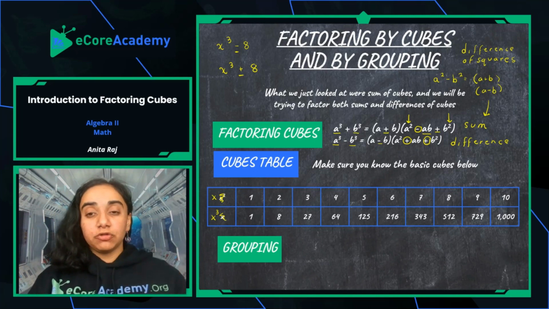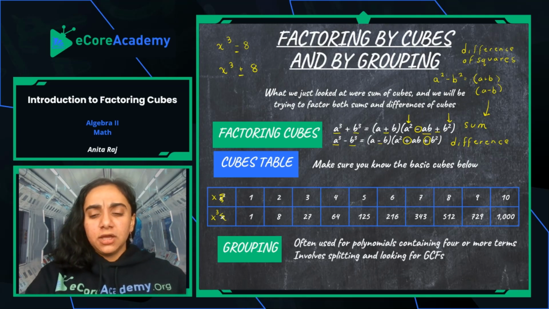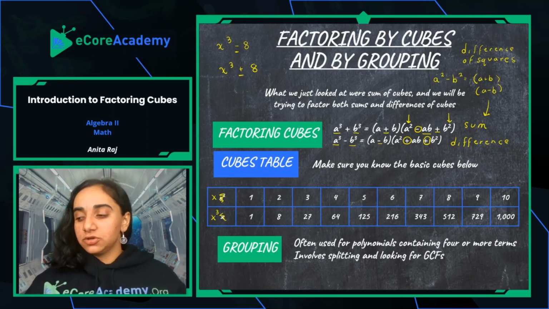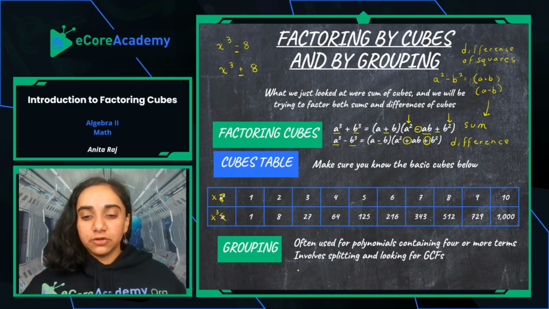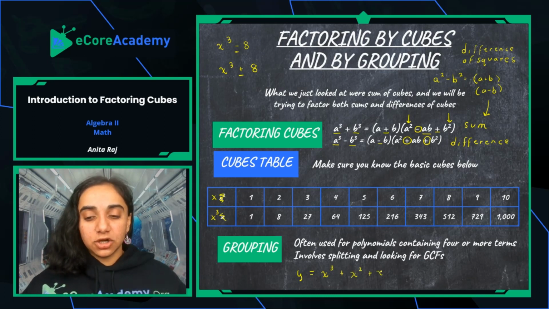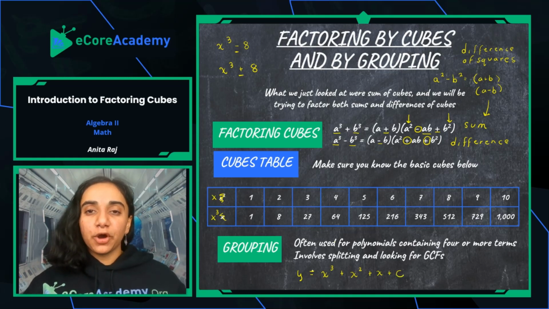Lastly, we're going to talk about grouping. So when does grouping come into play? Grouping is a method that you will use with factoring. You'll often use grouping when you have polynomials containing 4 or more terms. If you guys remember, standard form calls for a cubic with an x cubed term plus an x squared term plus an x term plus a constant. I'll call the constant c. So this is a perfect cube.